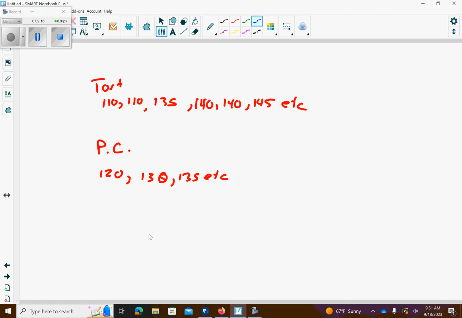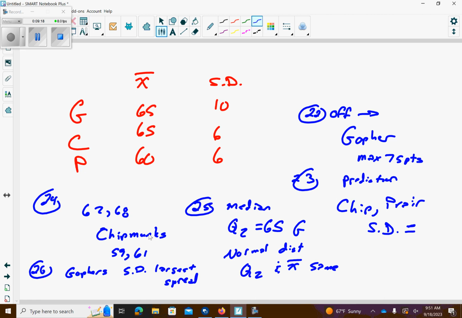But by our distribution, it might show that. And then our last questions talk about the gophers, chipmunks, and prairie dogs. They gave us the average, which is the mean, and the standard deviation. Which team did best offensively? That would be the gophers. Offensively would be highest scoring. So the gophers would score up to 75.